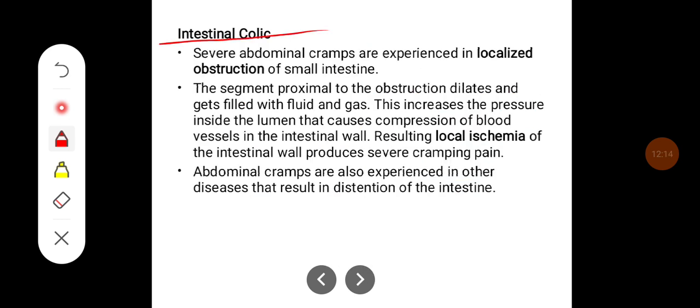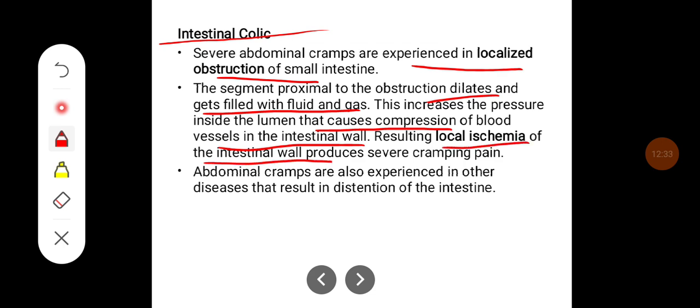Intestinal colic. Severe abdominal cramps are experienced in localized obstruction of the small intestine. The segment proximal to the obstruction dilates and gets filled with fluid and gas. This increases the pressure inside the lumen that causes compression of the blood vessels in the intestinal wall. The resulting local ischemia of the intestinal wall produces severe cramping pain. Abdominal cramps are also experienced in other diseases that result in distension of the intestine.